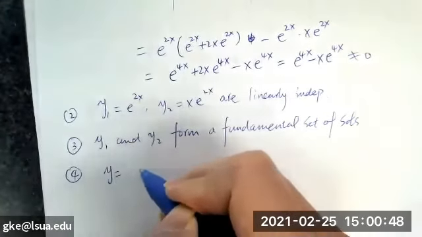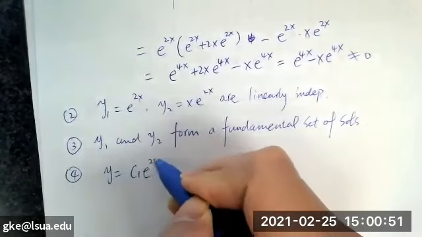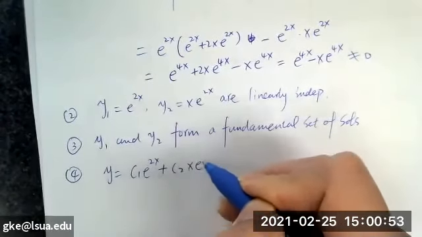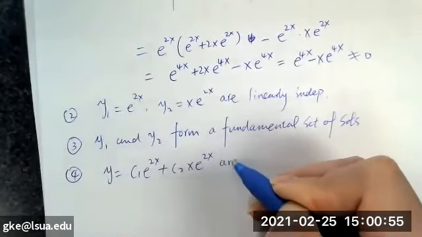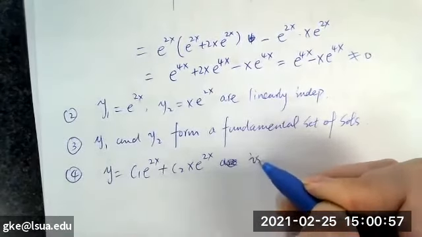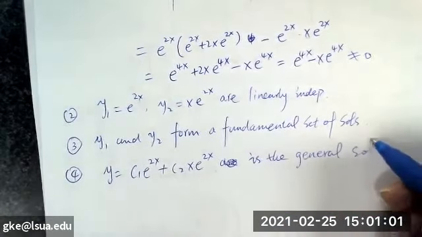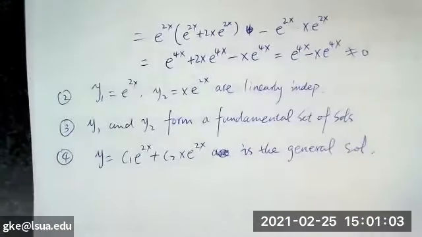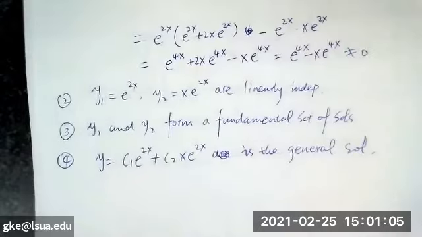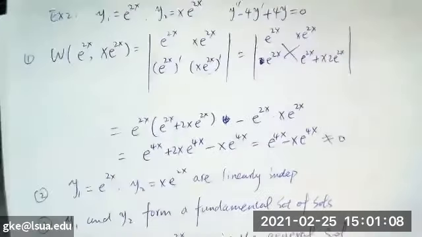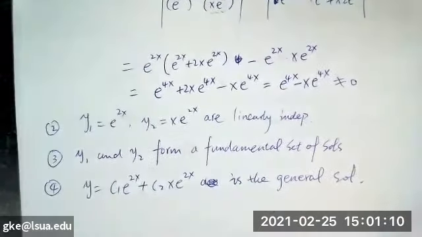Then we can do the linear combination, which is the general solution. That's it. Follow these four steps. Okay, I'm gonna wrap up the class here.